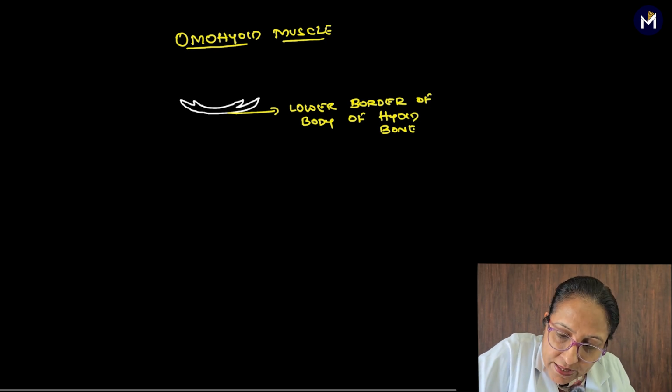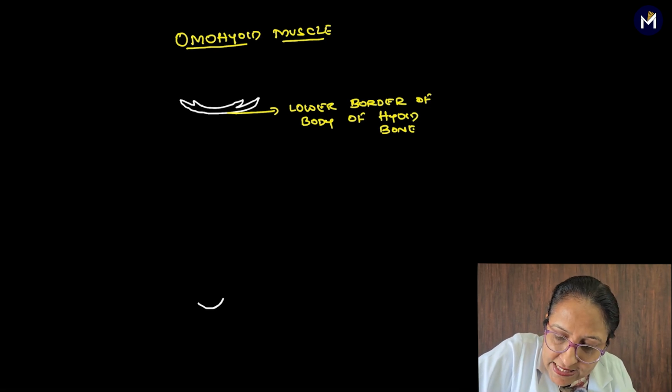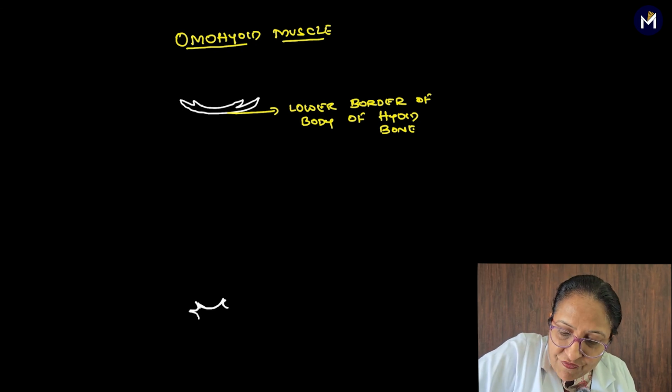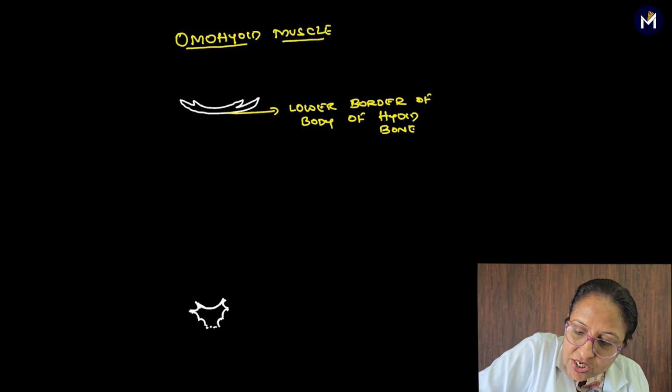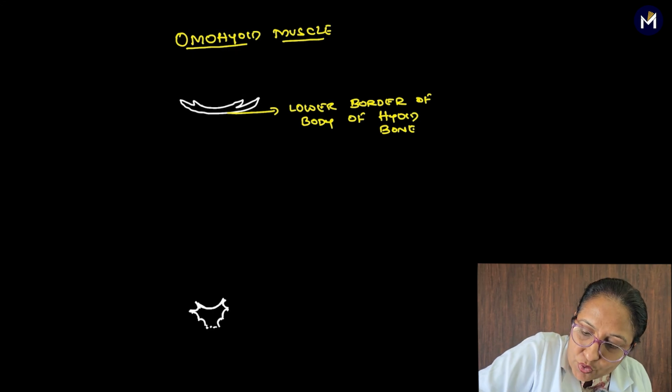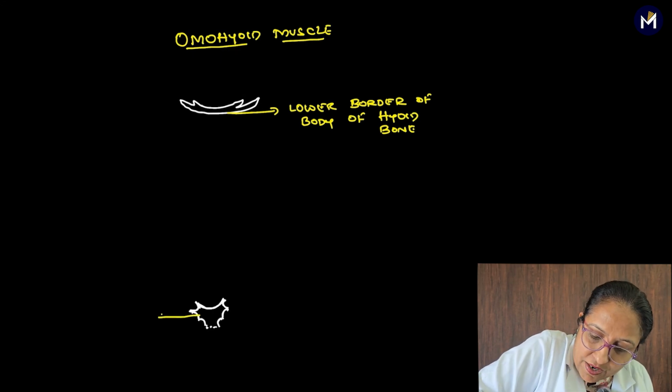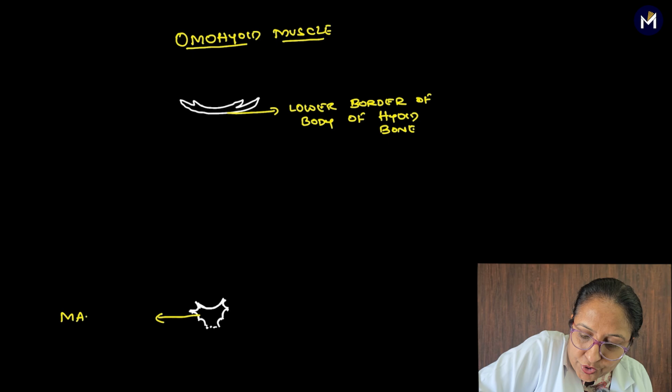Then draw the manubrium. So this is the jugular notch. This is the facet for clavicle. This is the facet for first costal cartilage and this is the facet for second costal cartilage. This is sternal angle. So label this bone as manubrium, which is a part of sternum.